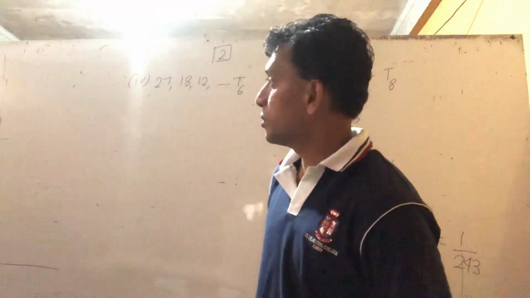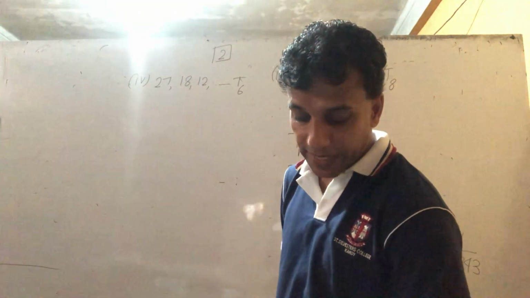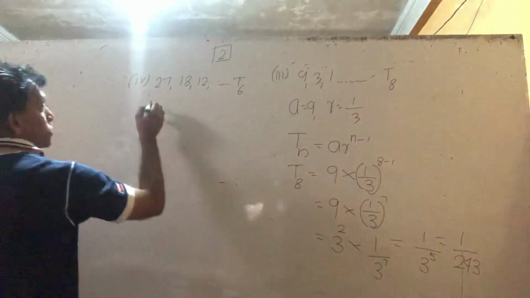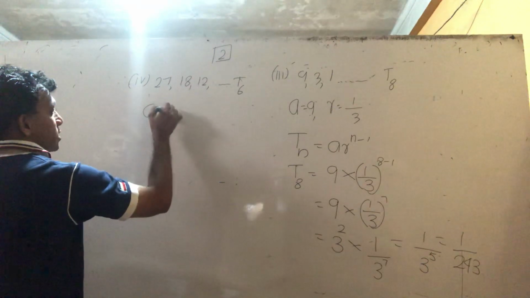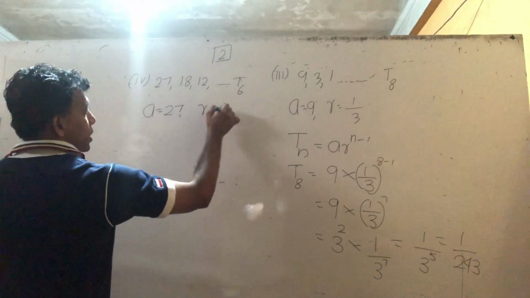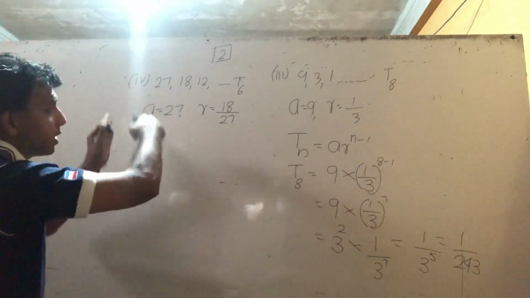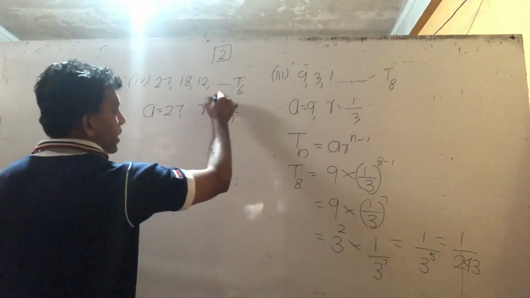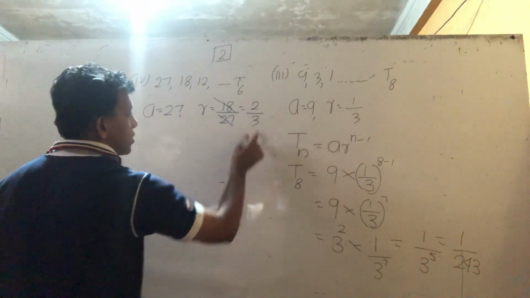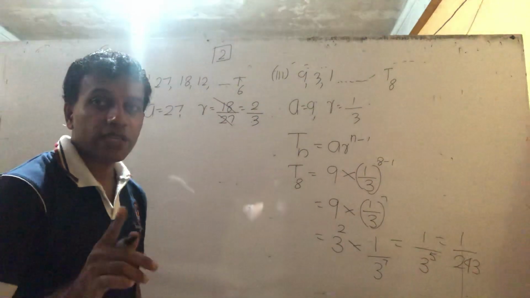See the next question: 27, 18, 12, find the 6th term. So here the first term is 27. What is the common ratio? 18 divided by 27. Take the term behind and divide it by its previous term. Can I cut this by 9? 2/3. The common ratio is 2/3. The question is to find the sixth term.